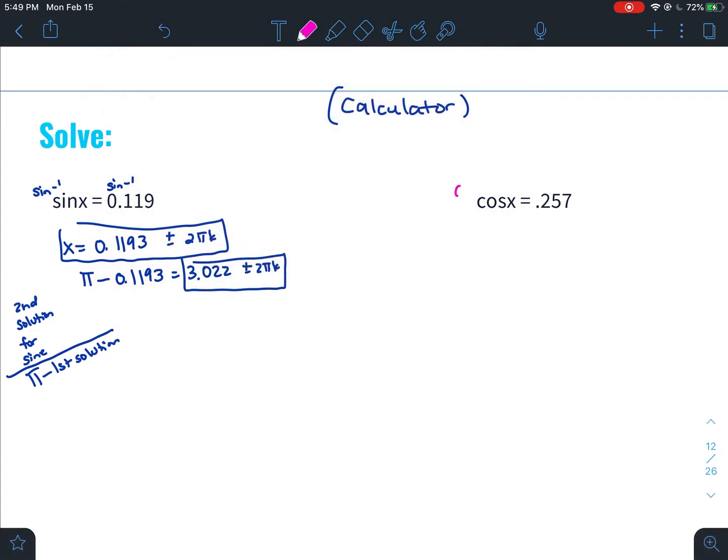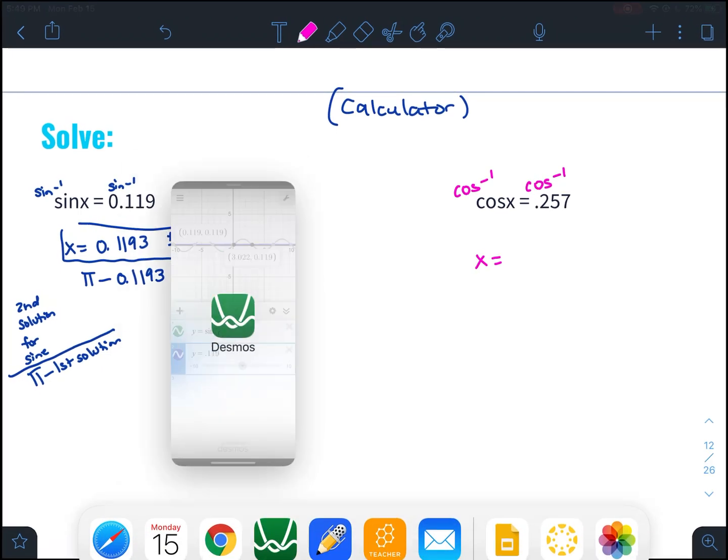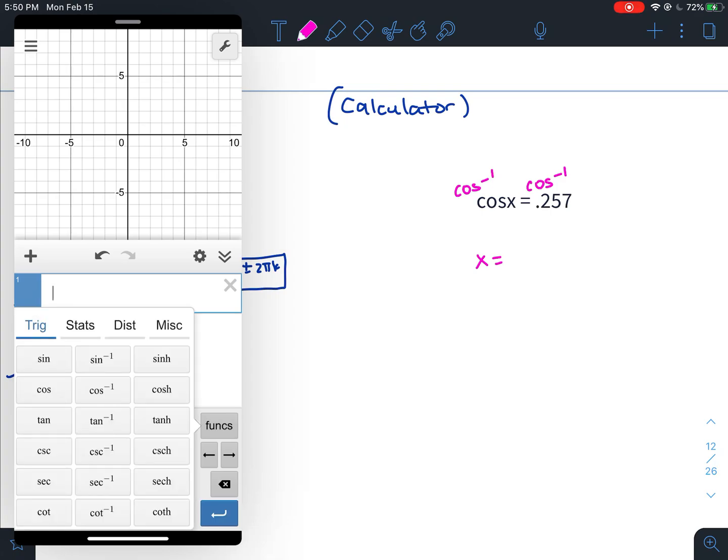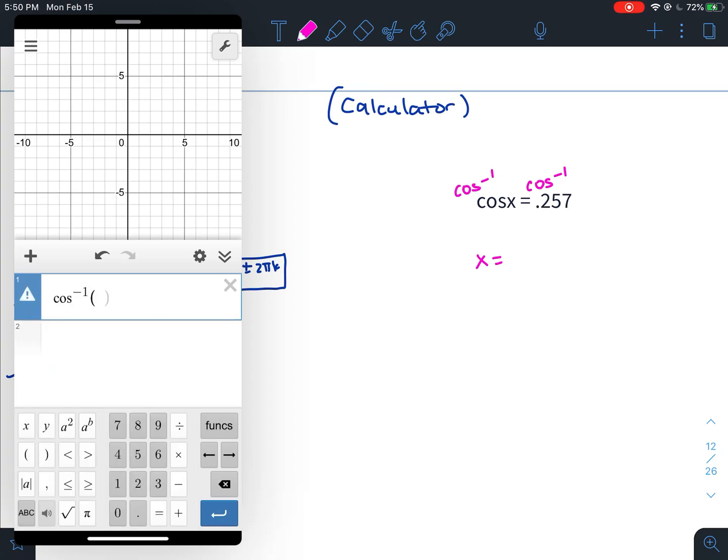For cosine, again, your first step is we would take the inverse cosine of both sides. And so x is going to be, now we go on our calculator, and we do the inverse cosine, and make sure you're in radians. We're going to do the inverse cosine of 0.257. And so my first solution is 1.31, and then the period for cosine is 2 pi, so plus or minus 2 pi k.